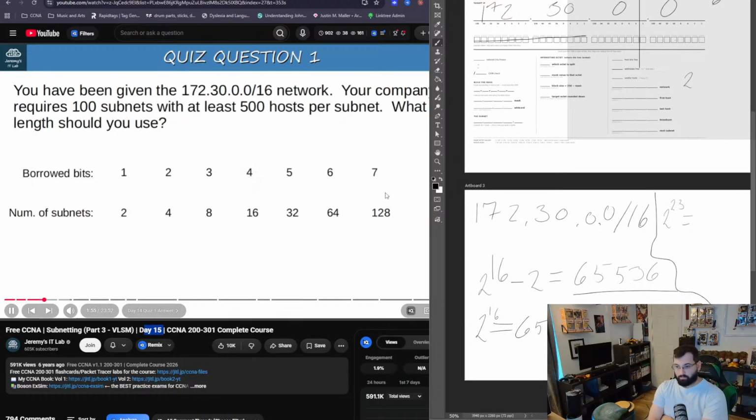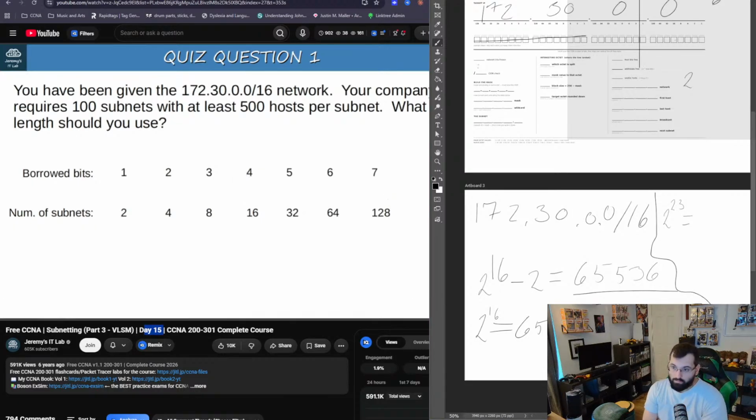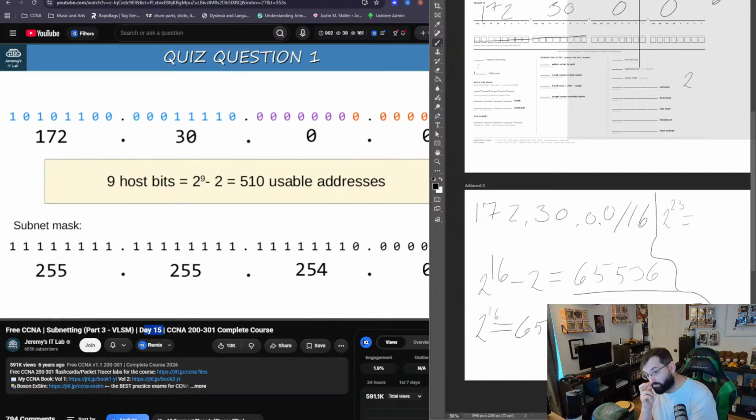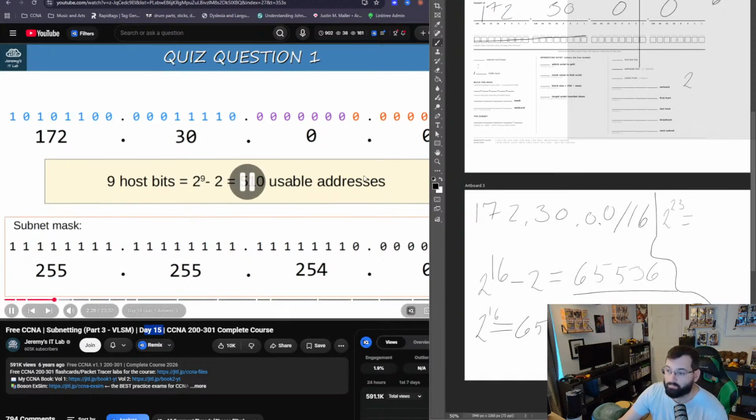Does that leave enough host bits for at least 500 hosts? Let's check. Borrowing 7 bits means we will use a /23 prefix length, which leaves 9 host bits. Once more, the red bits are the host bits. 9 host bits allows 510 usable addresses, which is enough for the 500 we need. So, that's the answer to question 1. The prefix length will be /23. /23 is written as 255.255.254.0.